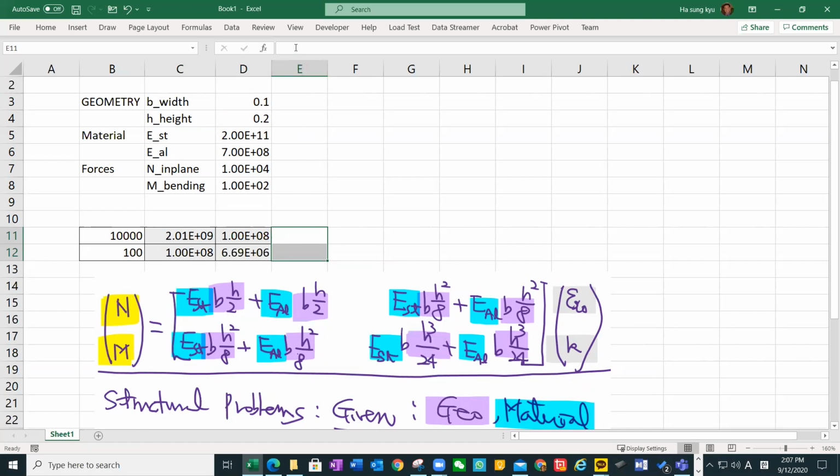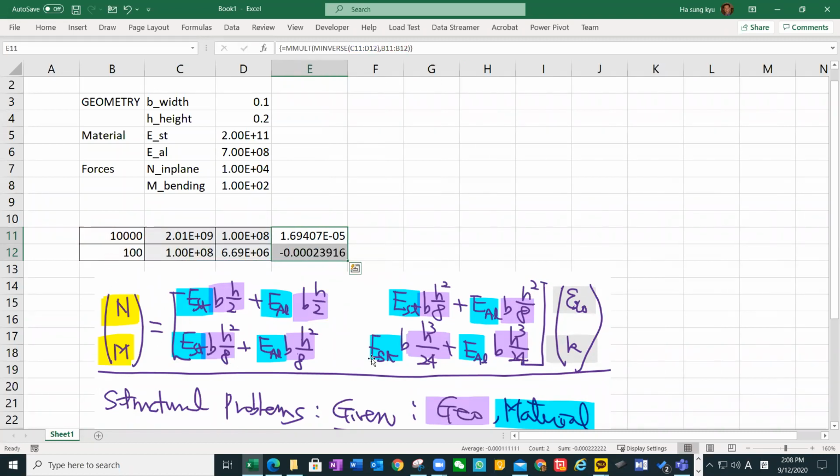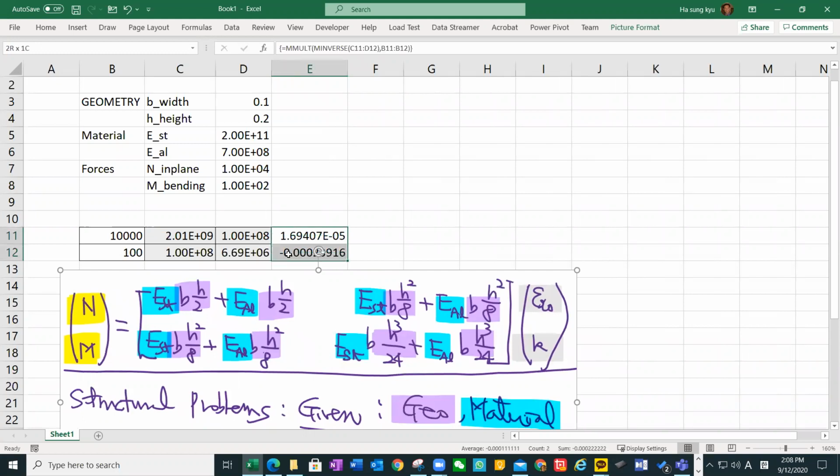So you do exactly the same, and M inverse of this, and multiply by this. Okay, so it's automatically inverting 2 by 2, and then we get the solutions. So this is nothing but the strain. Okay, this is the strain.